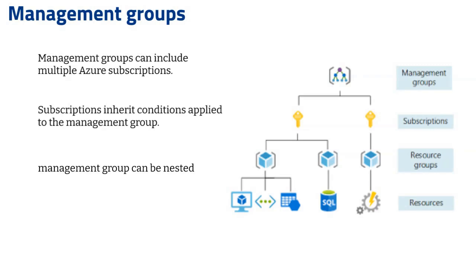Here are important facts about management groups. Fact number one: 10,000 management groups can be supported in a single directory. Fact number two: a management group tree can support up to 6 levels of depth. This limit doesn't include the root level or the subscription level. Fact number three: each management group and subscription can support only one parent.